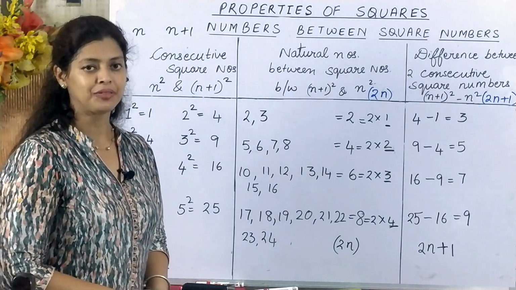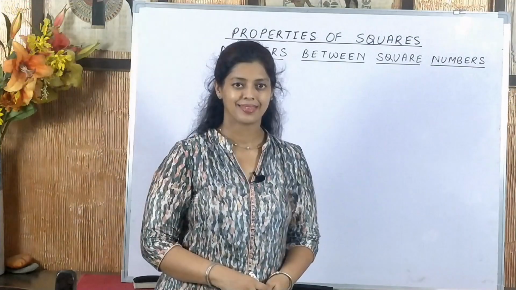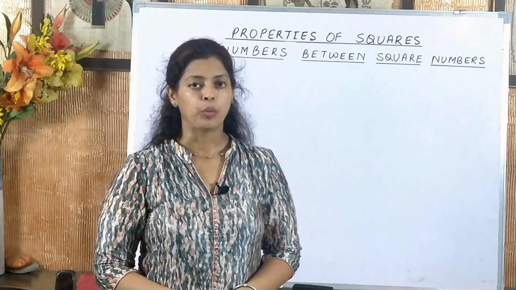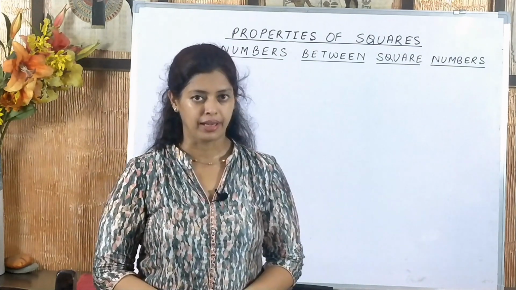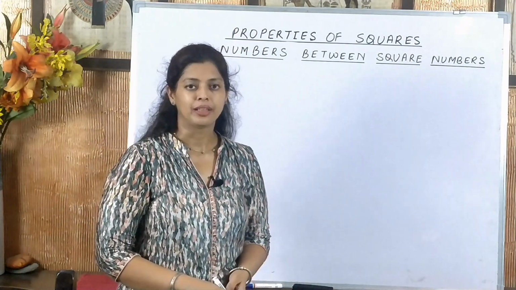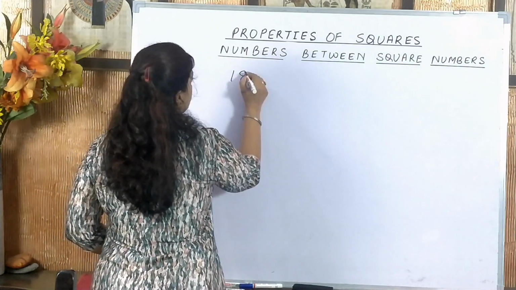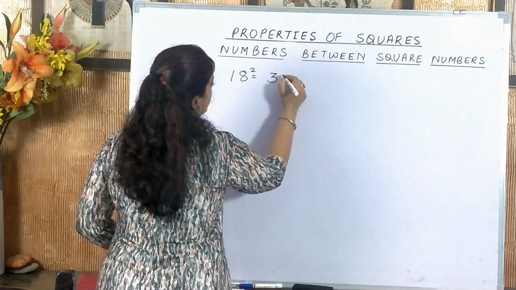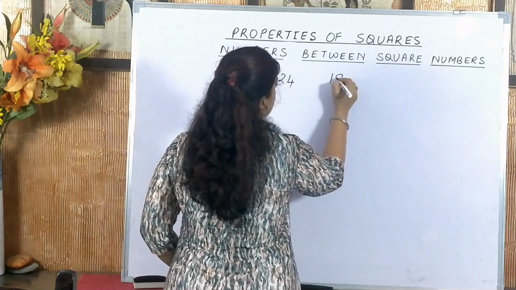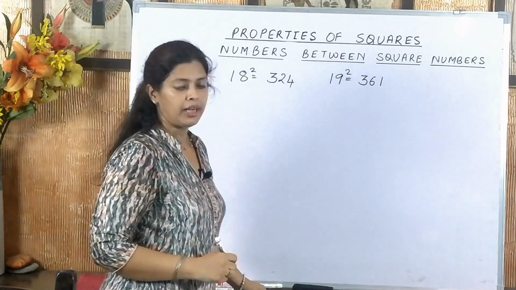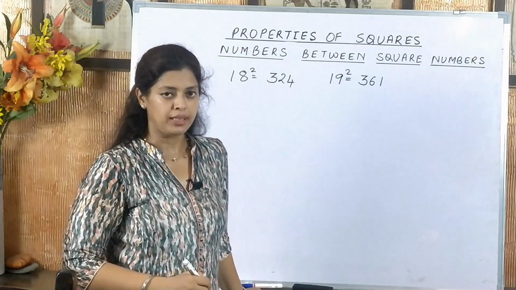And I'll explain this with an example. Now, if you are asked to find how many natural numbers lie between the squares of 18 and 19, conventionally the approach is time consuming, because first we will write 18 square is equal to 324 and 19 square is equal to 361 and count the numbers between them, which takes time.